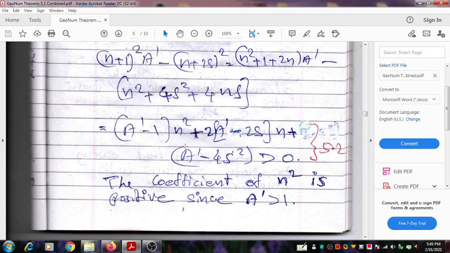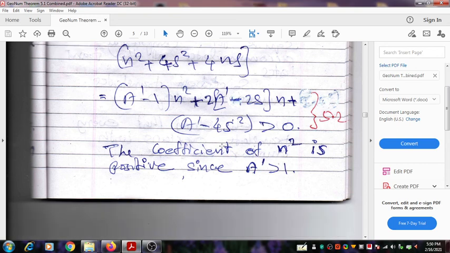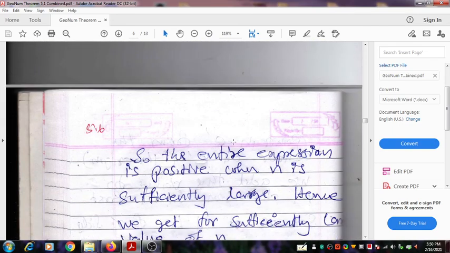Definitely there exists a situation which can give us a positive quantity from the left side for this expression. Okay, that is the logic behind it, and that is explained here.